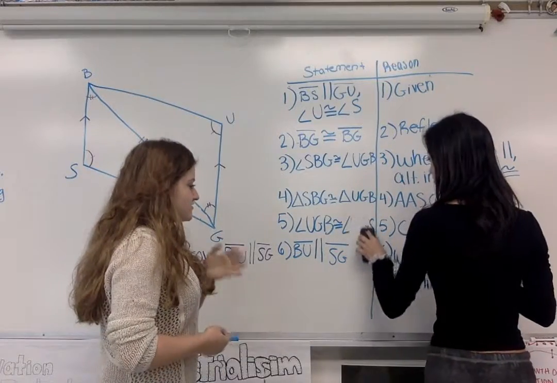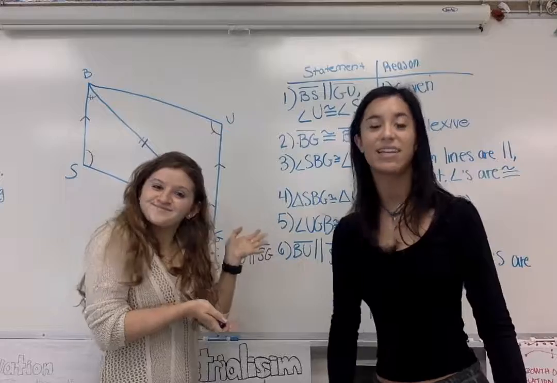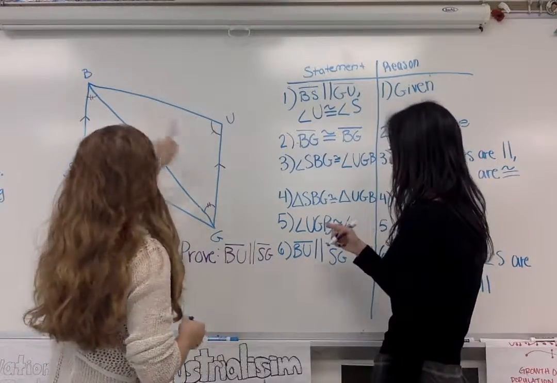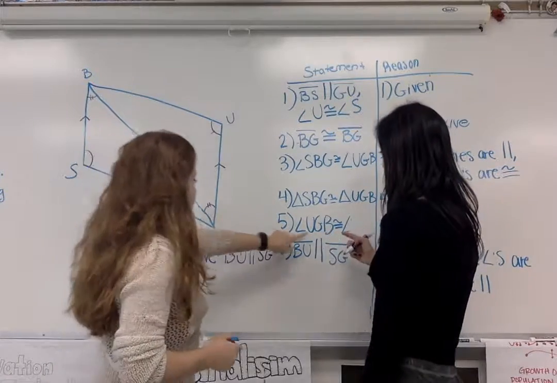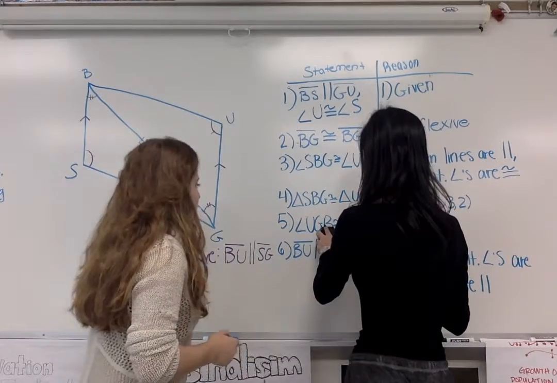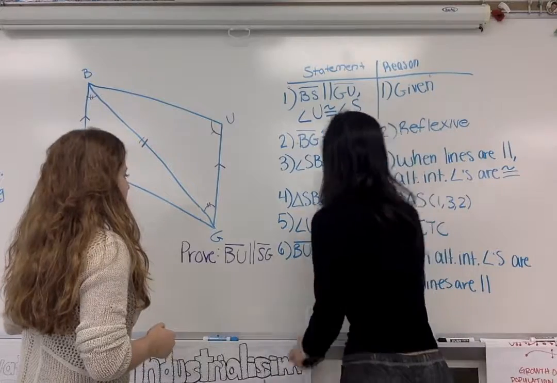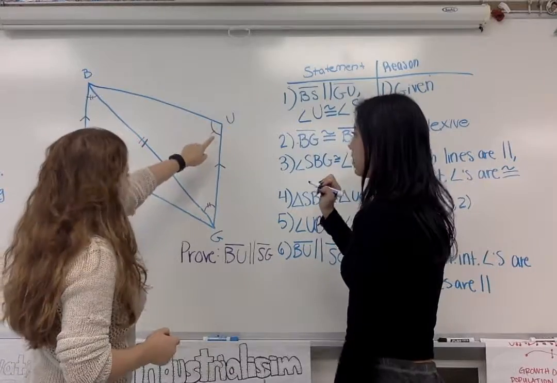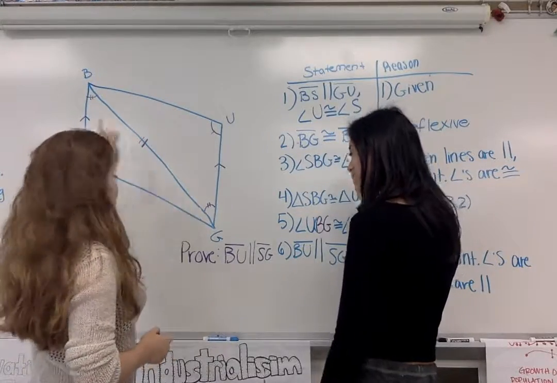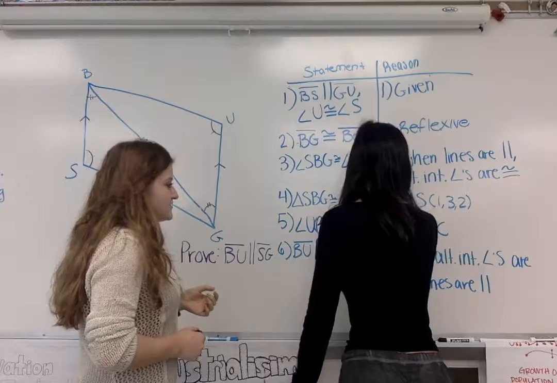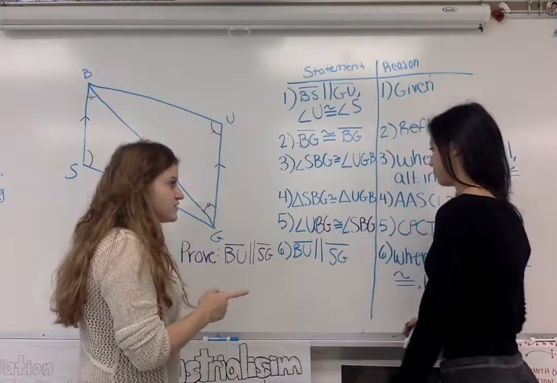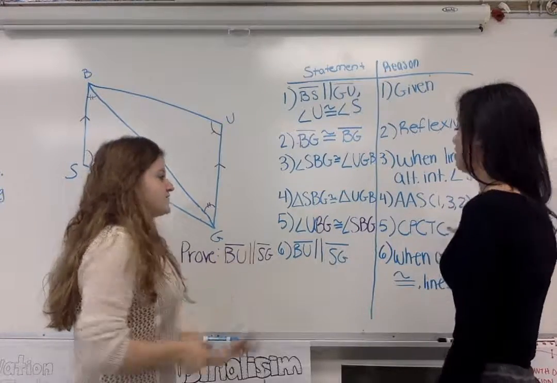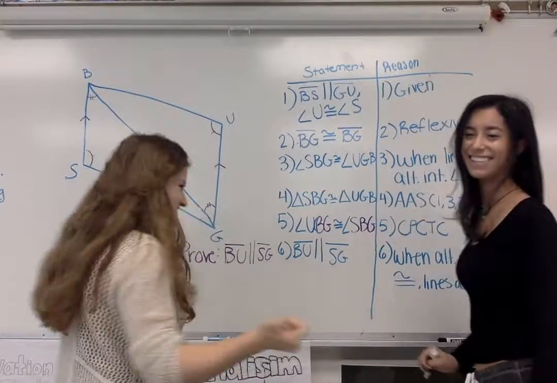Right. So, see, look, we are fixing our mistake. That is what this video is about. So we are changing this to be UBG congruent to angle SGB. But see, that would also be alternate interior angles. Yes, but it's supporting our fact now that it's CPCTC.